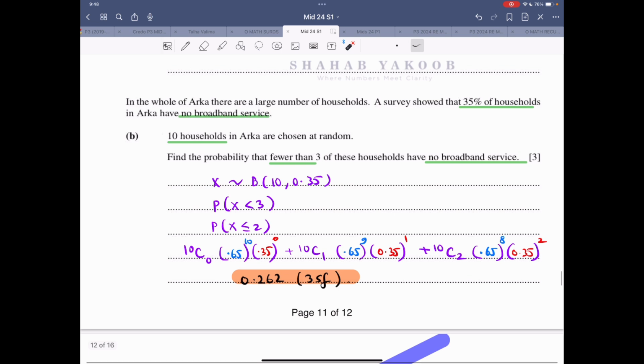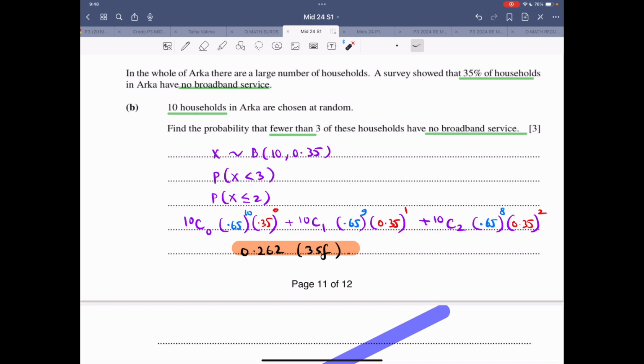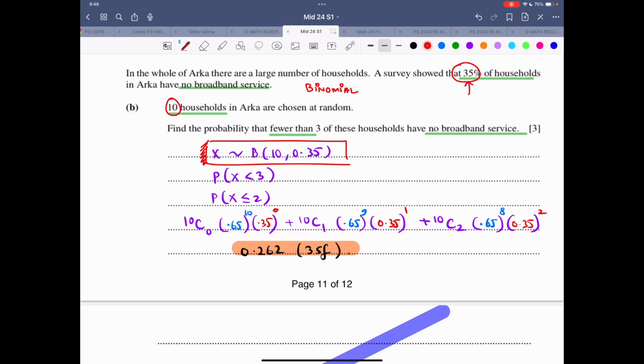Now it says in the whole of this region, there are a large number of households. A survey showed 35% of the households have no broadband service. So now this part has nothing to do with the previous part. It's all about over here. Now this is what? This is binomial probability distribution. This is the number of trials, which is 10. This is the probability of success that goes in this particular box right over here. Find the probability that few of these households have no broadband service. So 35% has no broadband. That is the probability of success. I was just mixing it up. Yes, that is of no broadband.